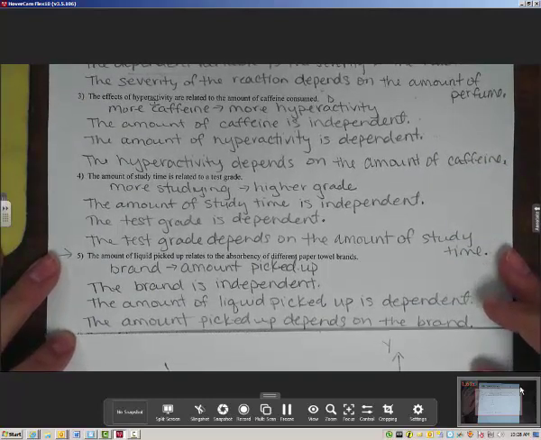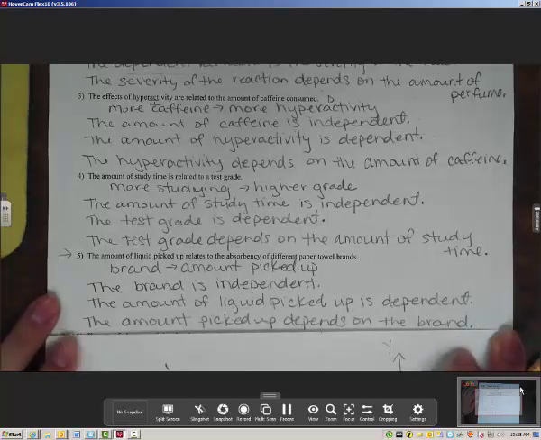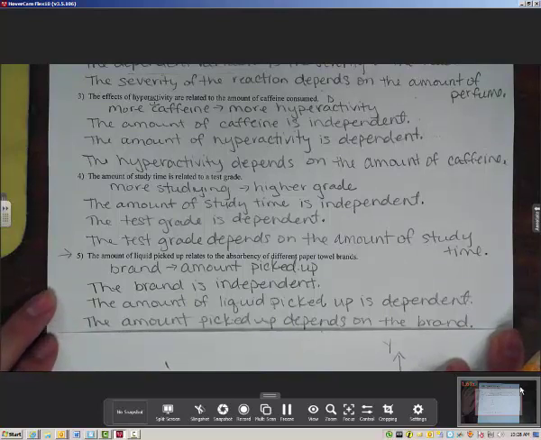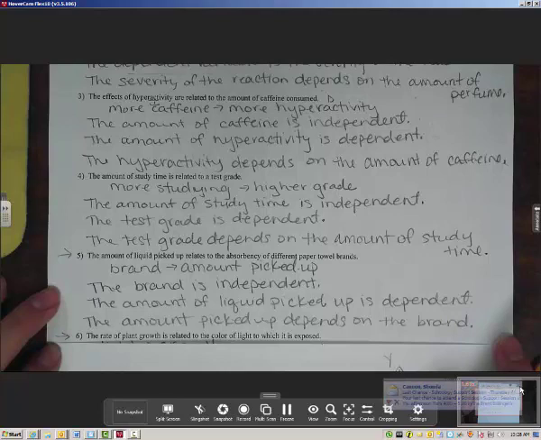Okay? So like I said, when I go to the store, I purchase the brand that I think is going to pick up the most. So if I spilled my sweet tea, then I feel like Bounty will pick it up better than any other brand. So the brand determines how much is picked up. Okay? And then number 6, the rate of plant growth is related to the color of light to which it is exposed.